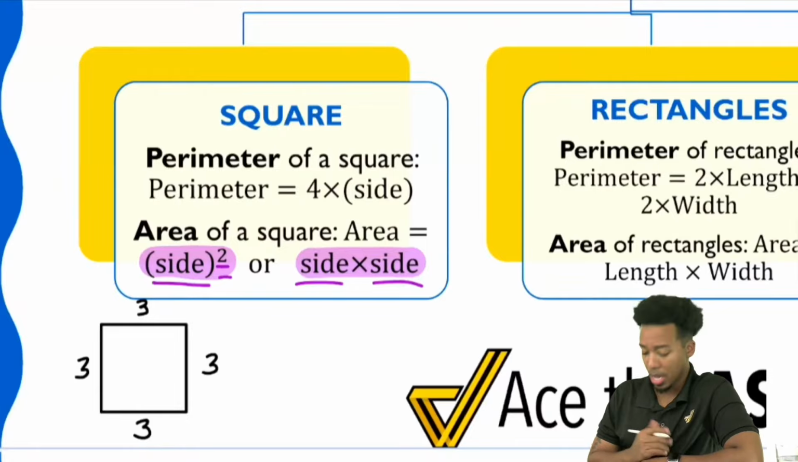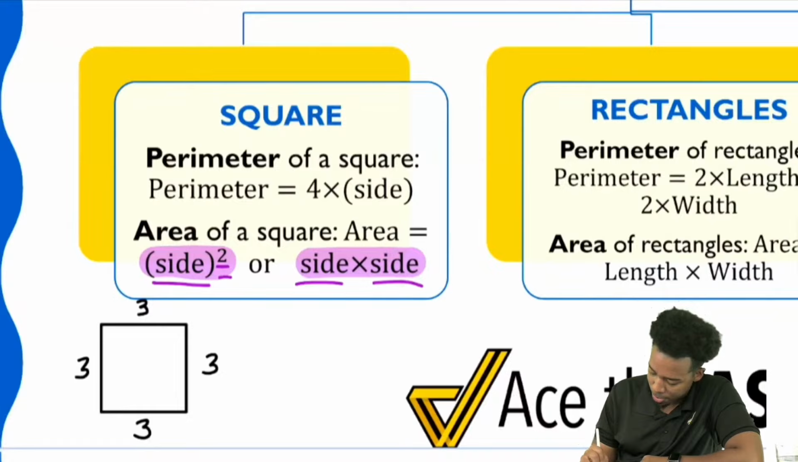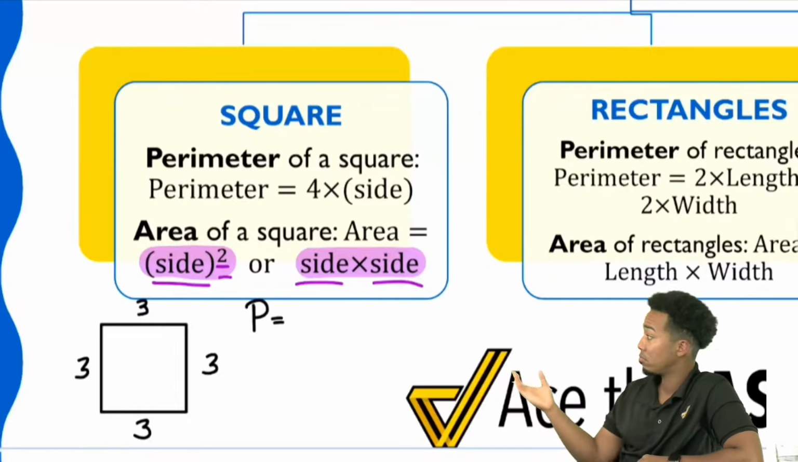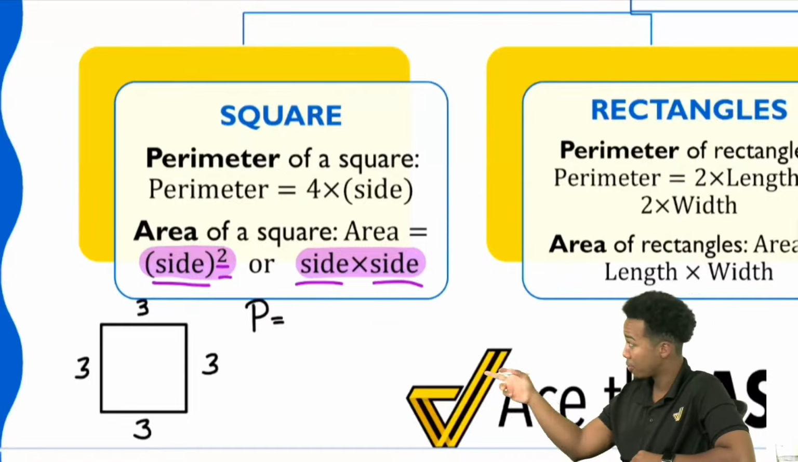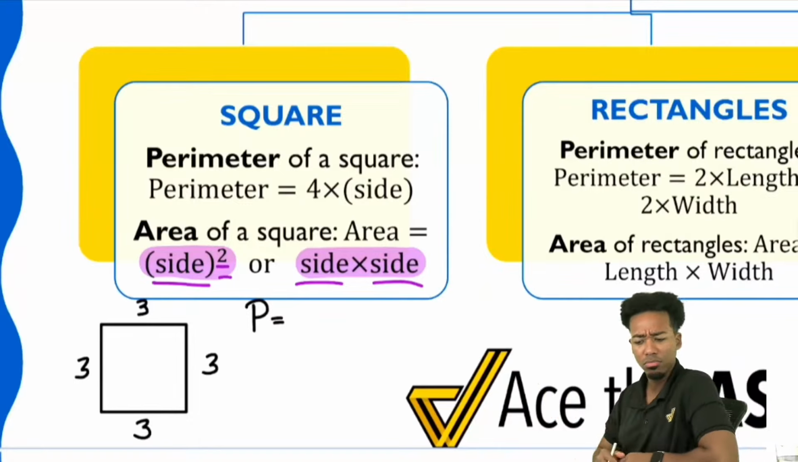If that bottom side is 3, is it true that all of these are going to be 3? Okay, sounds good. And if I'm trying to find the perimeter, for any shape, it's just adding up all the sides, right? So I could technically add the 3, 3, 3, and 3.